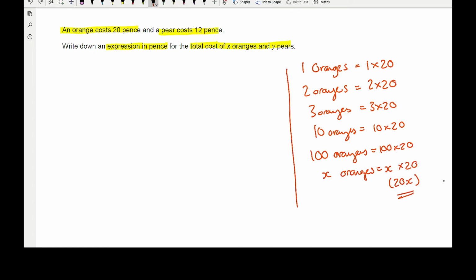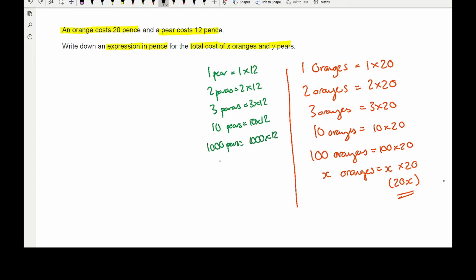Now if I look at pears, 1 pear would cost 1 times 12. 2 pears would cost 2 times 12. 3 pears would cost 3 times 12. 10 pears would cost 10 times 12. 1,000 pears would cost 1,000 times 12. So a y number of pears would cost y times 12, which simplifies to give me 12y.